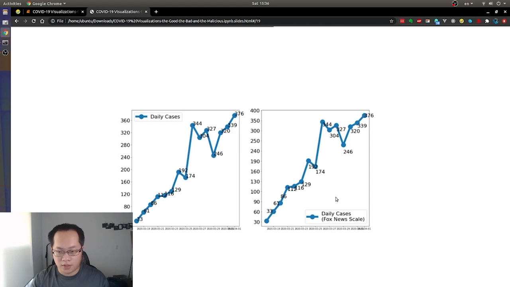But if you see it on the Fox News scale, somehow you see the second derivative of the total cases, which is the rate of change of the daily new cases, they somehow look the same. The slope is roughly this, and the slope is also roughly this. So if you use this scale, you may think, okay, the growth rate of the daily new cases is the same. However, if you use the daily cases, especially if you do a regression, you will see, okay, the daily new cases is also growing rapidly. This is the same.